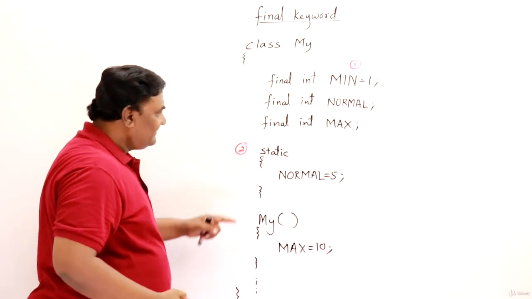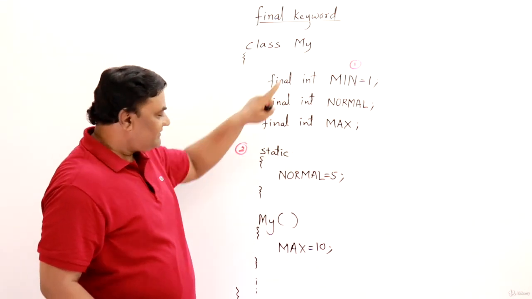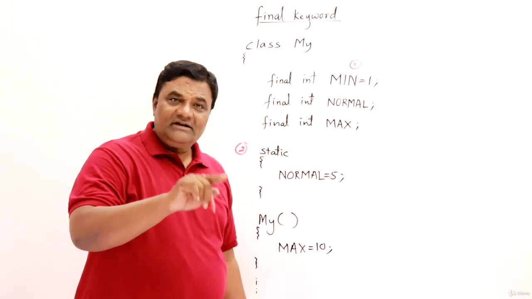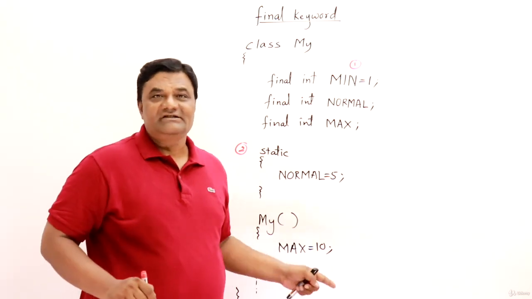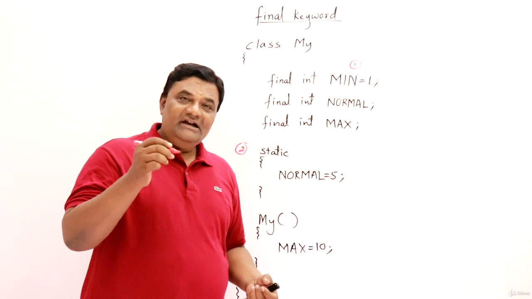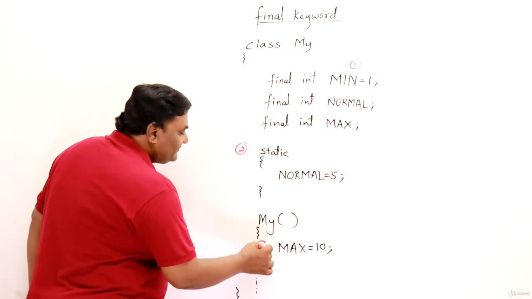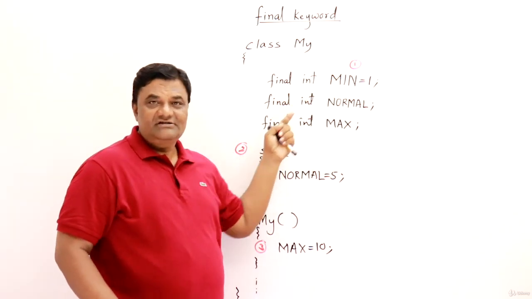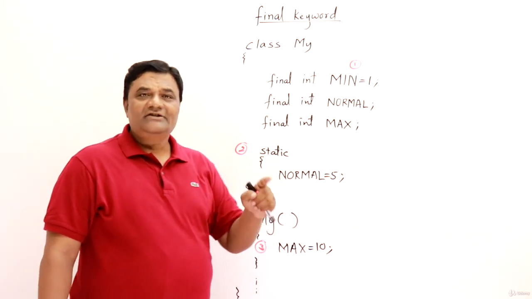And the third method is, you can initialize them inside the constructor of a class. This is the constructor. And we can overload constructors. We can write multiple constructors. So in every constructor, you must initialize it, because we don't know which constructor will be called. So in every constructor, it must be initialized. So this is the third method. So final variables can be initialized in three ways: direct initialization, in the static block, or inside constructors. Then you can just use these variables.